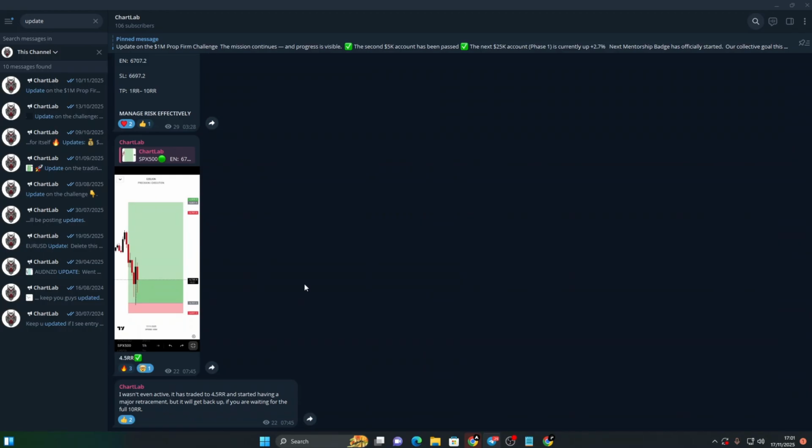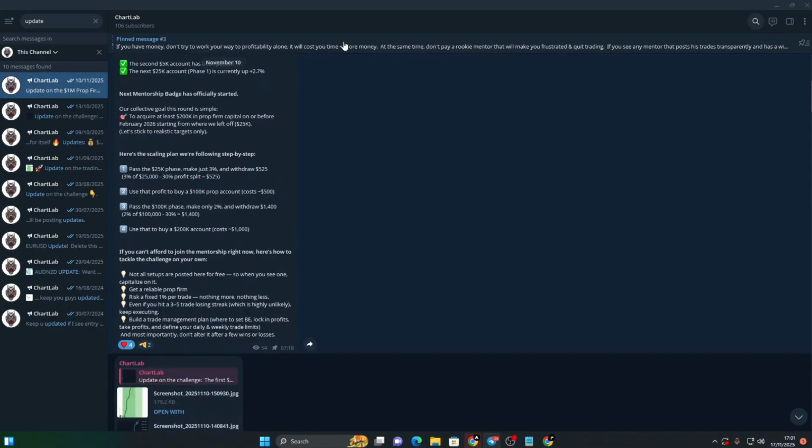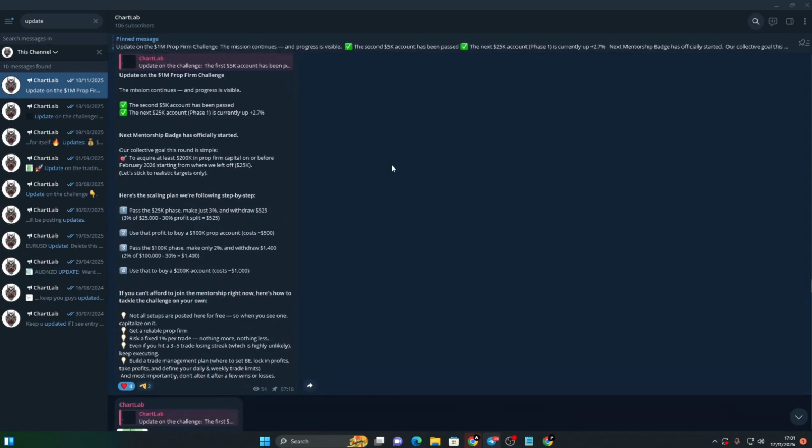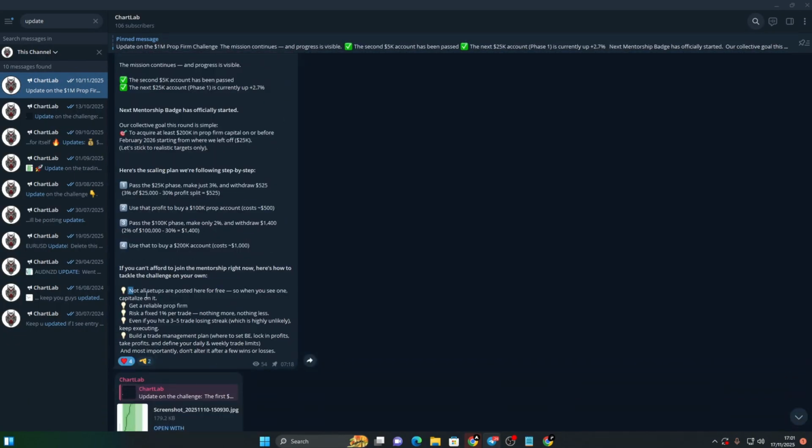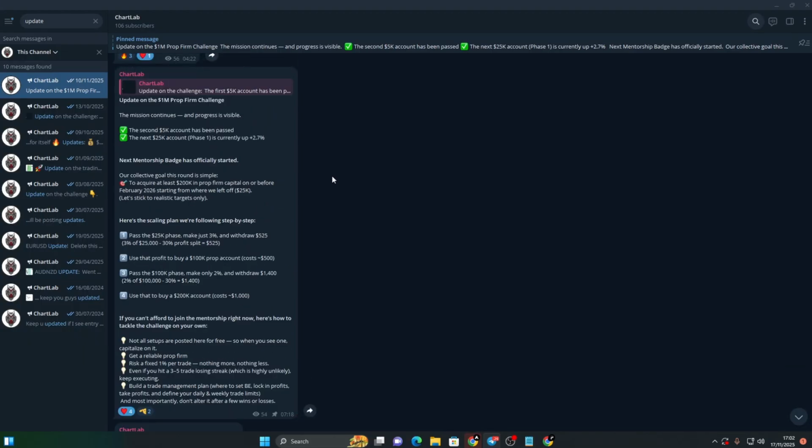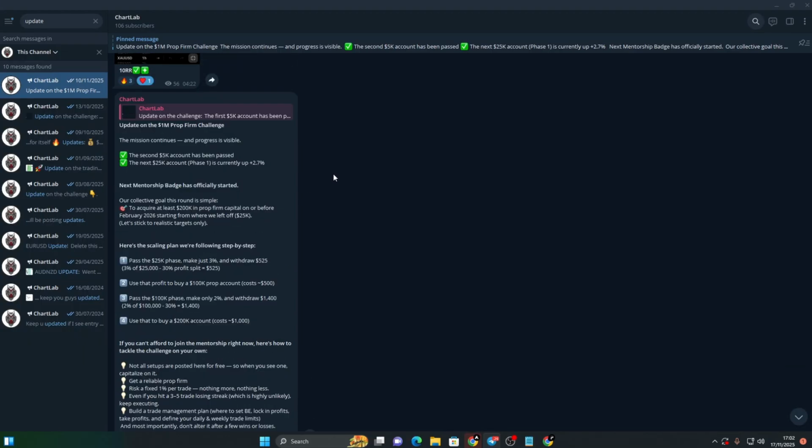But if you don't have money to do it, just follow this free Telegram channel, take the setups, and look at the rules I pinned here. Not all setups are posted for free, so when you see one, capitalize on it. Get a reliable profit. Risk 1% per trade, nothing more, nothing less. Just follow the rules to take the setup and try to do the challenge by yourself. You really want to challenge yourself. That's how you make money from trading.